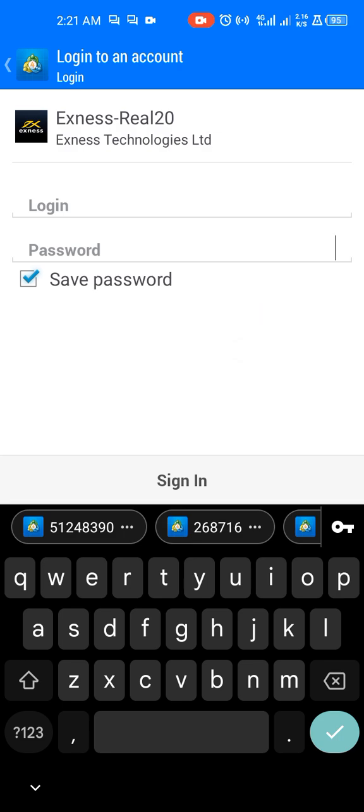So I think that was basically the end of this tutorial on how to use MetaTrader for Android devices. So yeah, that will be all.